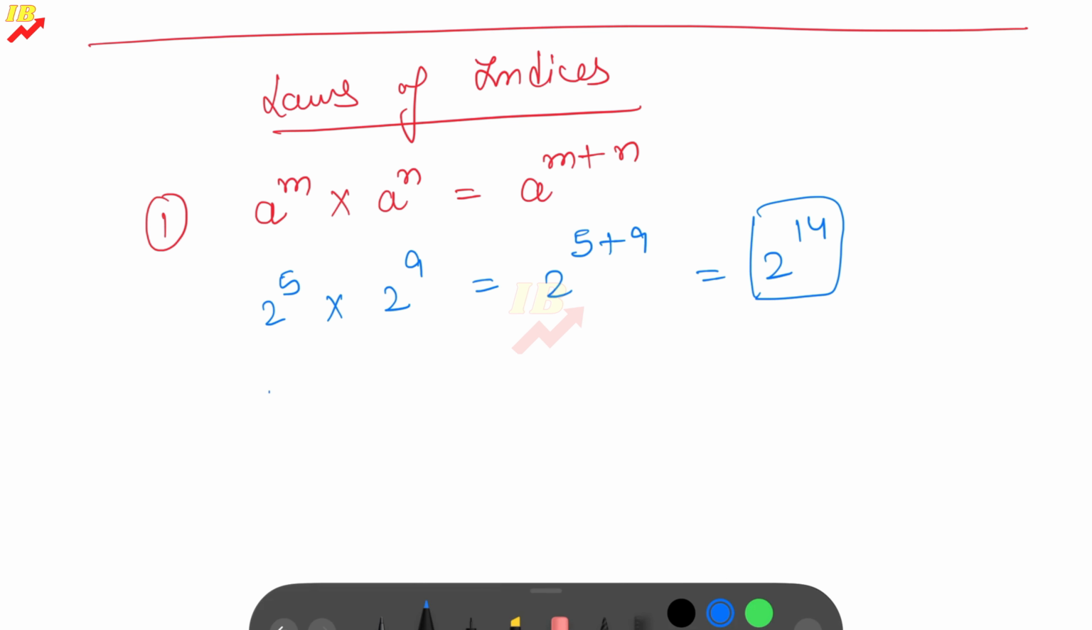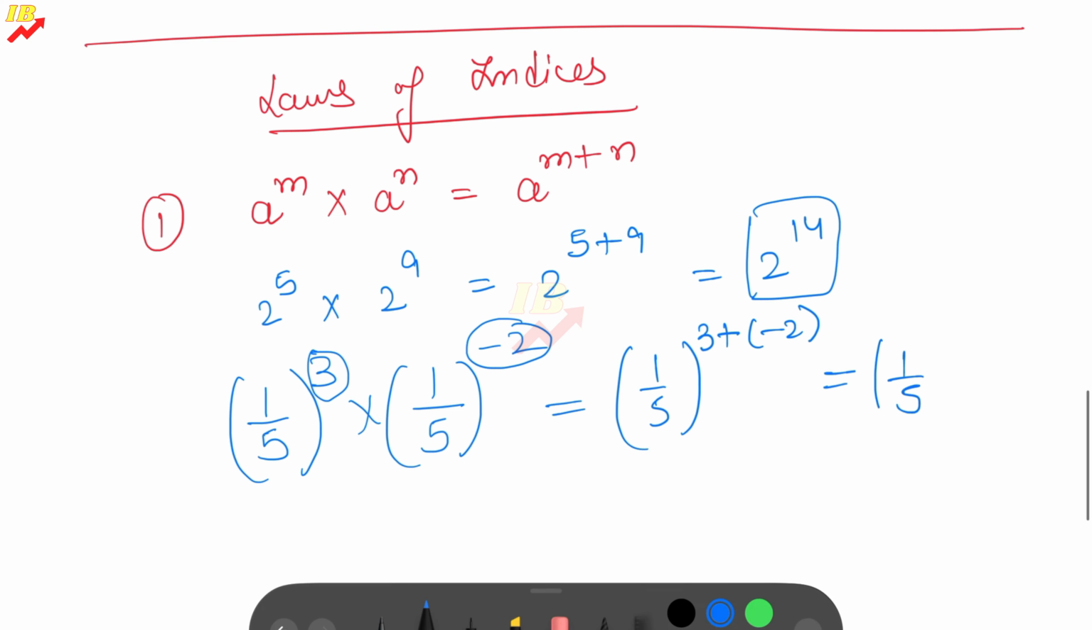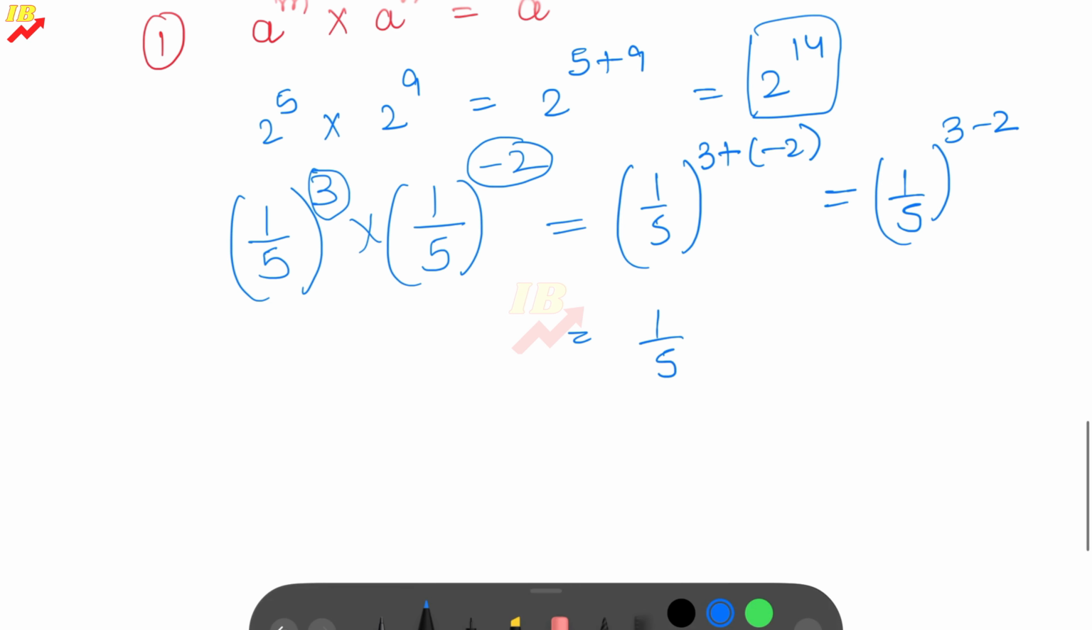If I'm writing something in fraction, if it is 1 over 5 to the power 3 times 1 over 5 to the power negative 2. Okay, here I'm not saying that the indices are going to change anything, but the bases are the same. So I'm just using my law. So it is 1 over 5 to the power 3 plus negative 2, right? Because here the indices are 3 and negative 2. So according to the law, I'm using it with an addition sign. So that means my answer is 1 over 5 to the power 3 minus 2, that makes it 1 over 5 to the power 1. So 1 is basically a single power, so we don't need to show it in the brackets. You can open it up and leave your answer here.